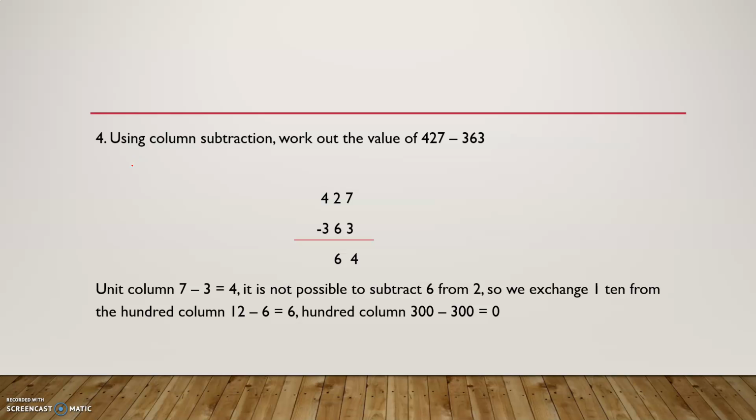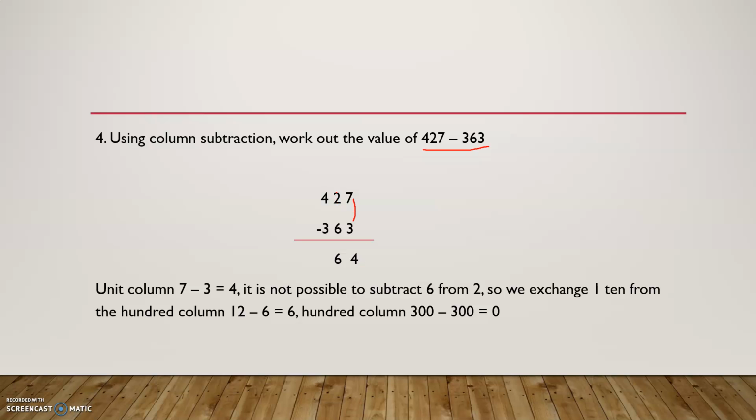Now, example number 4. Using column subtraction, work out the value of 427 minus 363. So we do very similar to addition. So we write the 427 first, and then put minus sign 363. So now we subtract from right to left. So 7 subtract 3 would be 4.